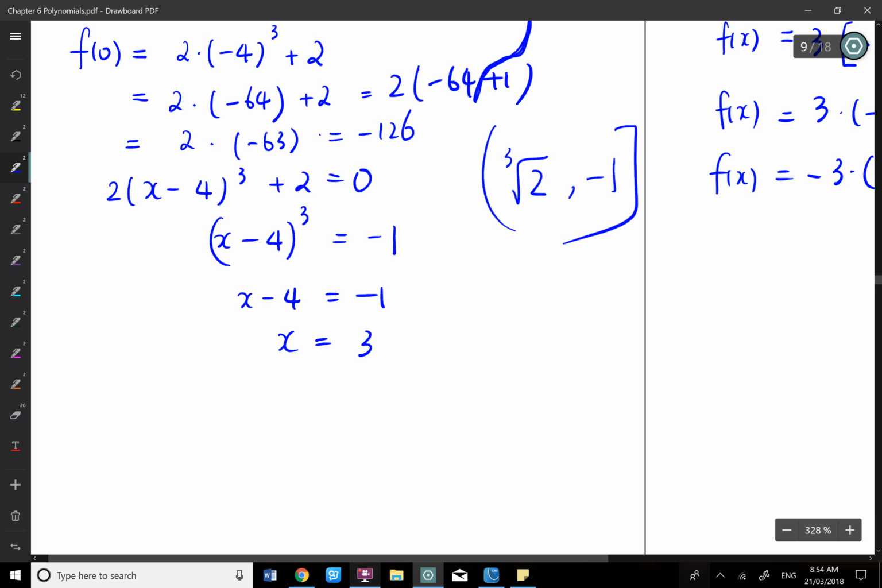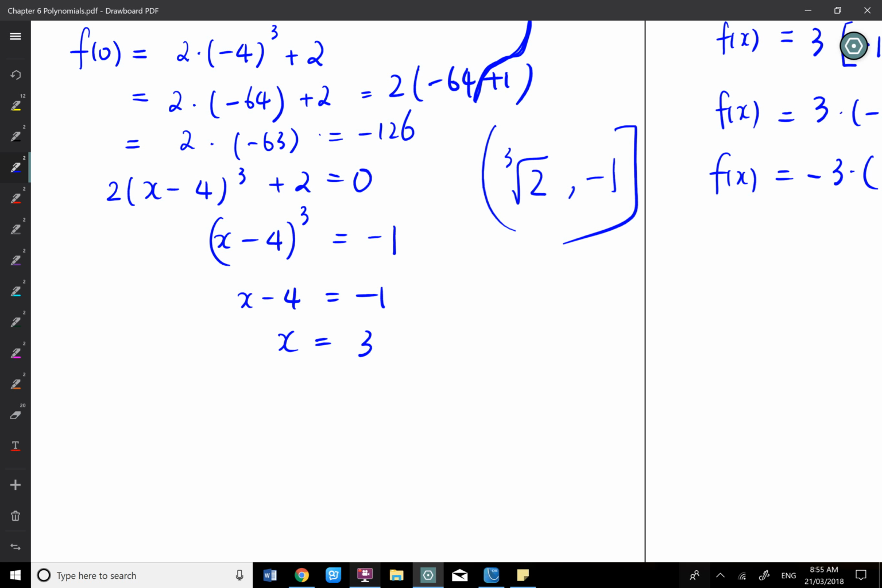No, the exact value is cube root 2. Cube root 2 is approximately 5/4. 5/4 is not the exact value for that point. For that point it is cube root 2. The 5/4 there helps you find the location: where is that point, where is cube root 2?